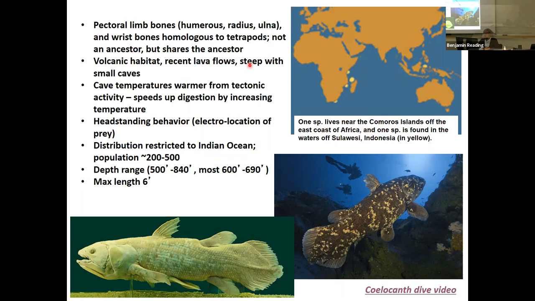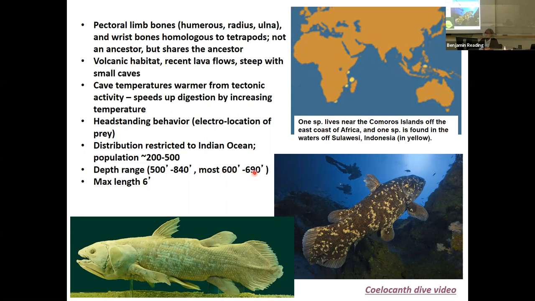They live oftentimes in volcanic underwater habitats with lava flows in caves. And so these yellow spots here show where some of the coelacanths have been caught. And so they're relatively deep. Depth is 500 to 800 feet. Most of them are 600 to 700 feet in depth.